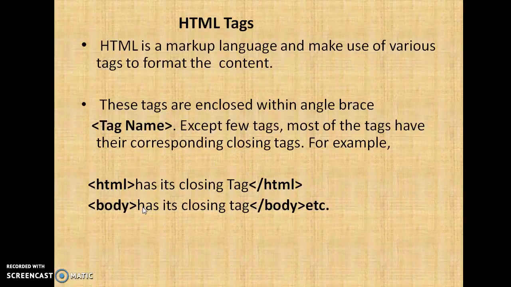Now, what is an HTML tag? HTML is a markup language and makes use of various tags to format the content. These tags are enclosed within angle brackets, meaning the greater than and less than symbols, and in that we can write the tag name. Except for a few tags, most tags have corresponding closing tags. For example, see here HTML which we have written in tags, and it is closed by giving the slash symbol. So we are opening the tag and closing the tag.